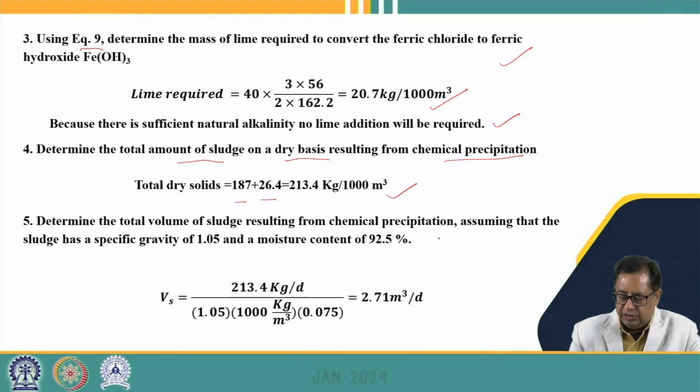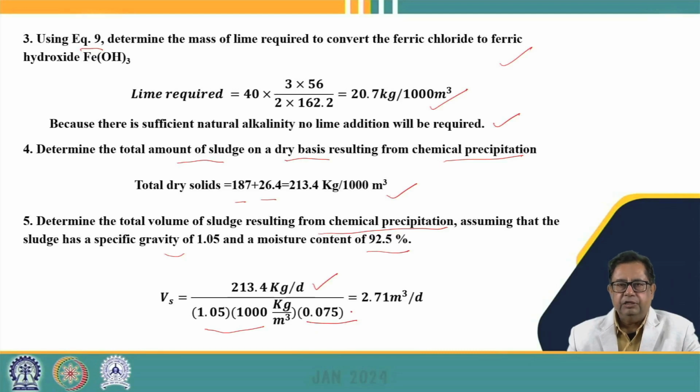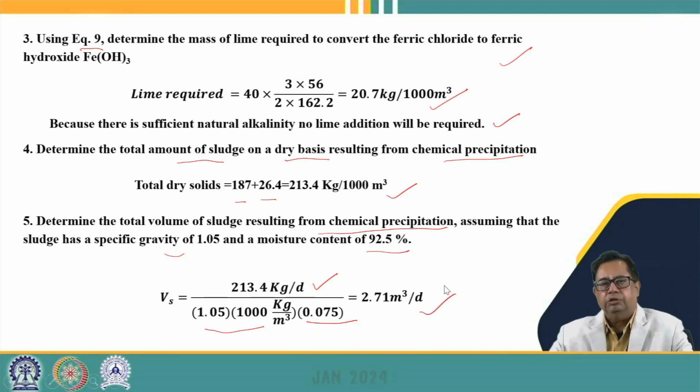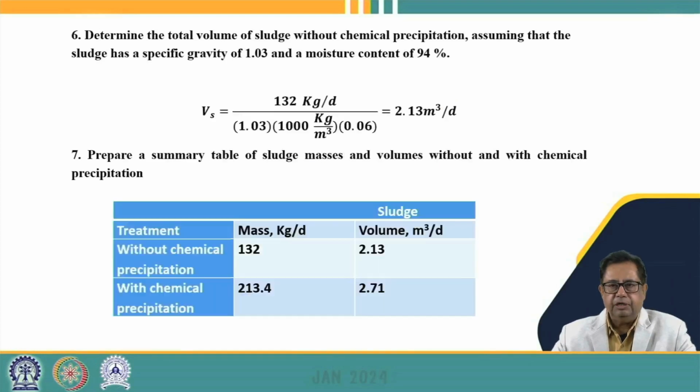calculate the volume of the sludge that is generated from the chemical precipitation method by taking the specific gravity of the sludge as 1.05 and the moisture content to be 92.5. So we can calculate the volume of the sludge by taking the total weight of the sludge that is generated per day and dividing it by the specific gravity and the amount of solids which are present in the sludge. So this gives us the volume of sludge to be 2.71 cubic meters per day.